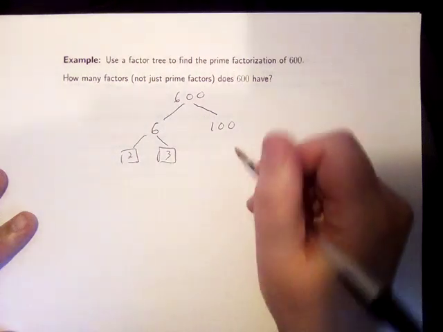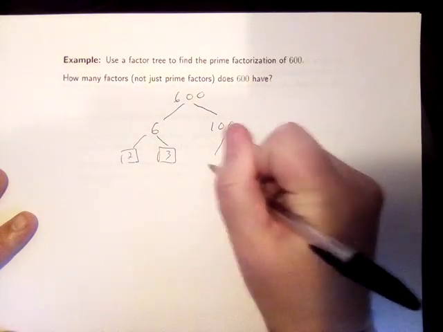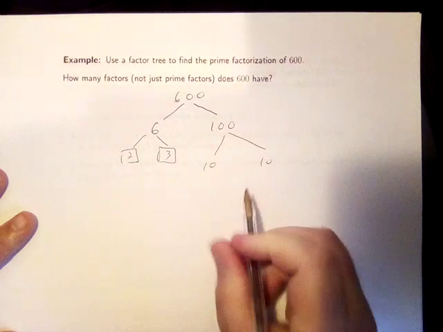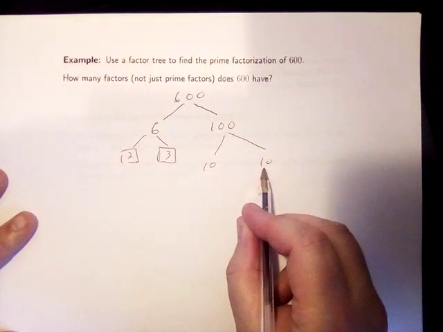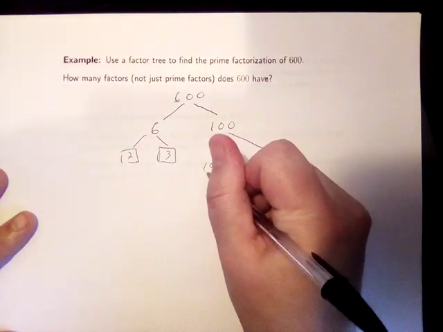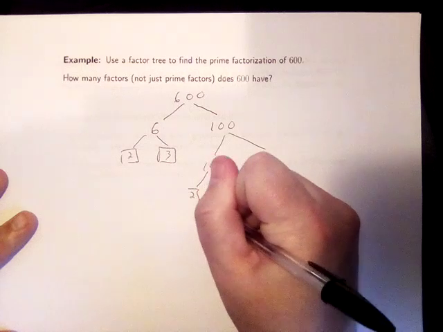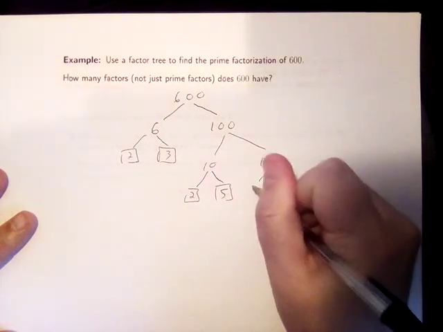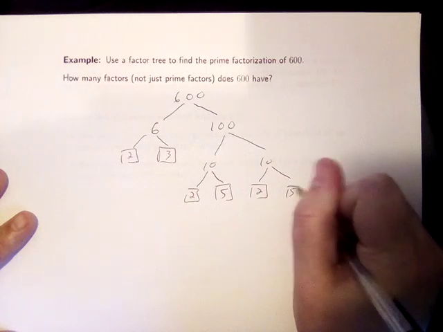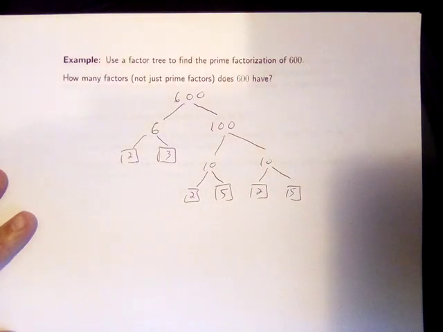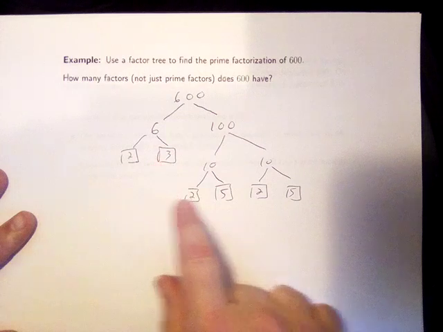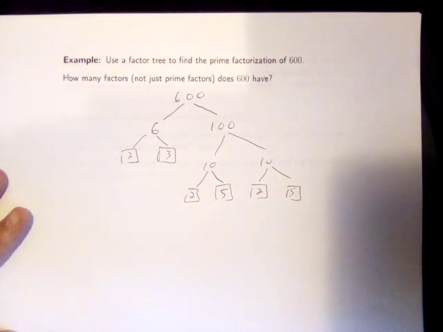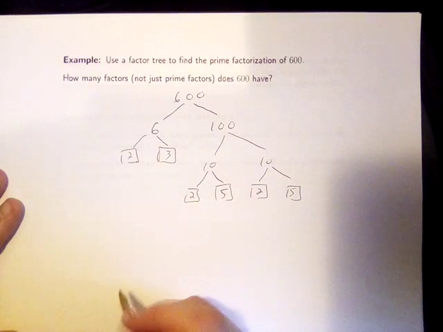For 100, I could write that as 10 times 10, and of course 10 and 10 are both composite numbers, so we can go further. 10 could be split into 2 times 5, and the other 10 also could be split into 2 times 5, and 2 and 5 are both prime numbers, so we have no further work to do. We've split up 600 into all of its prime components.